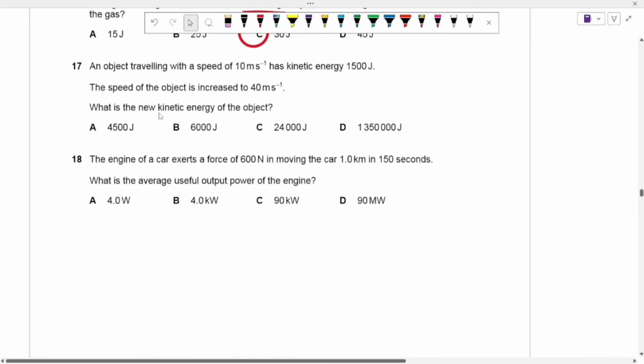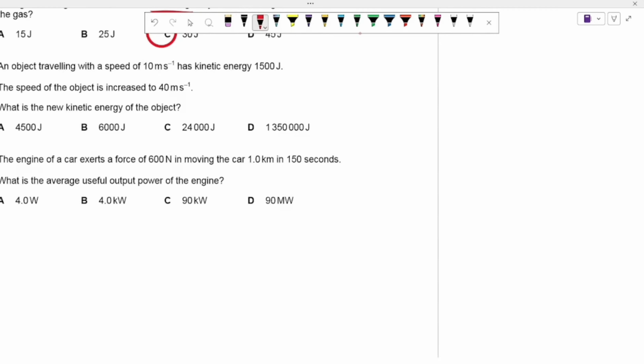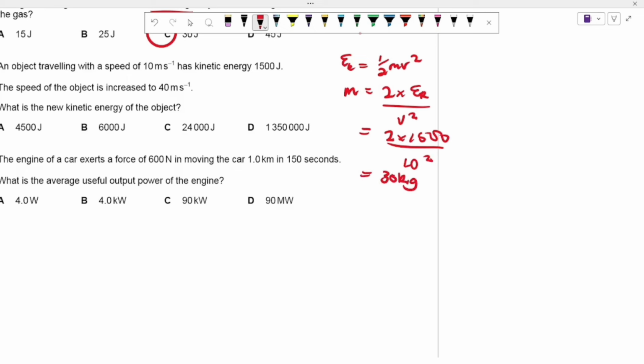Question 17. An object is traveling with a speed of 10 meters per second and has a kinetic energy of 1,500 joules. The speed of the object is increased to 40 meters per second. What is the new kinetic energy of the object? I know that the kinetic energy is equal to 1/2 mv squared. But to find the new kinetic energy, I need the mass. I have the velocity, but I don't have the mass. So I'm going to rely on the first equation to find my mass. My mass is 2 times my kinetic energy divided by v squared, so it's 2 times 1,500 divided by 10 squared. That's 100, which gives me 30 kgs.